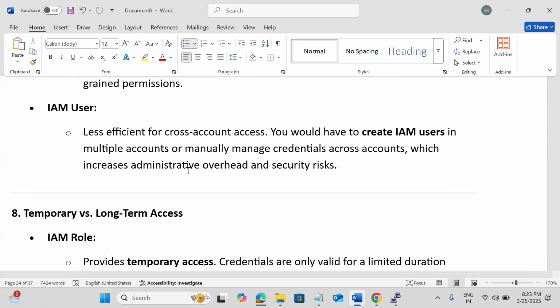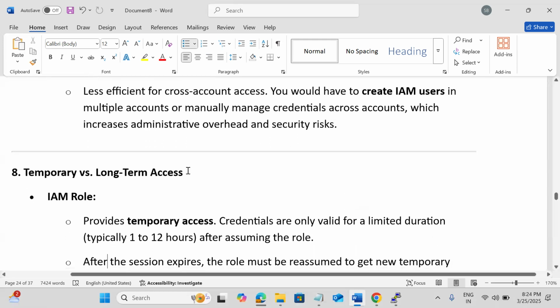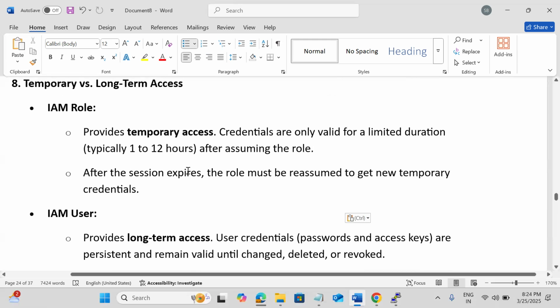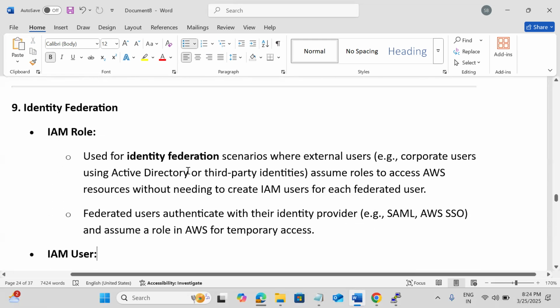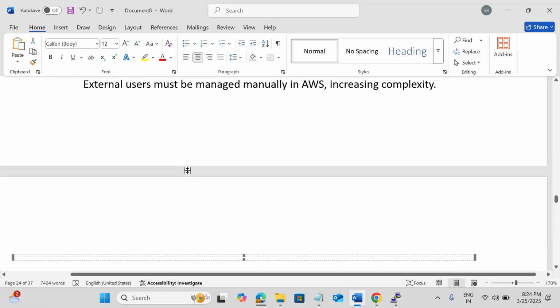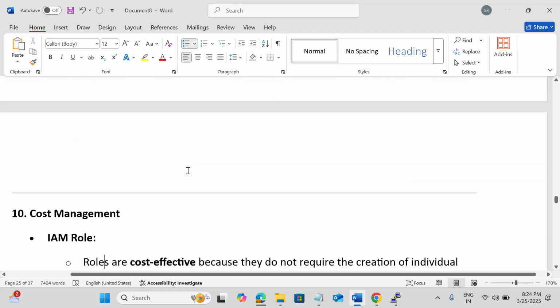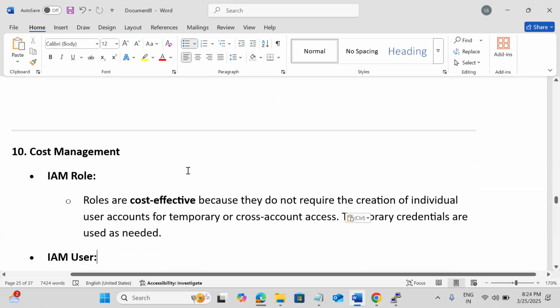Okay. But an IAM user is the least efficient option for cross-account access. We need to give the IAM role itself. For temporary access, it is better to go for an IAM role. An IAM user will have long-term access. And with federation, what it means is that maybe not an IAM user, but another application user wants to communicate with AWS services.